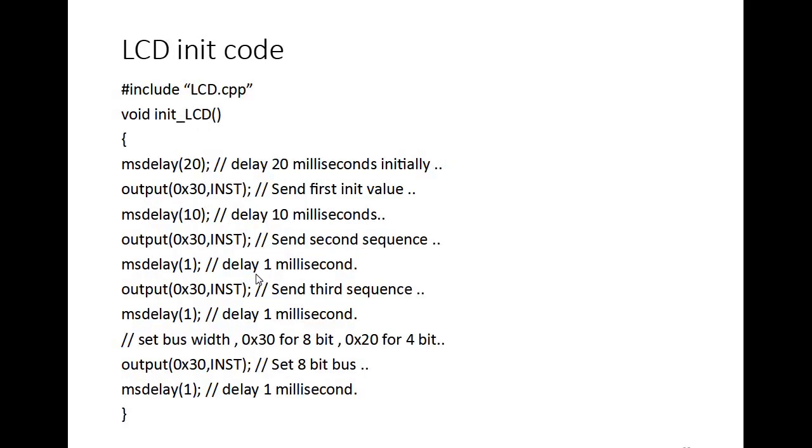And this is the LCD init code as it has been shown. We first delay 20 milliseconds. This is the first initial command, then 10 millisecond wait. Second sequence, 1 millisecond wait. Third sequence, 1 millisecond wait. Then we initialize the parameters properly, and then we wait for 1 millisecond. So this is the proper LCD initialization code that we can use.